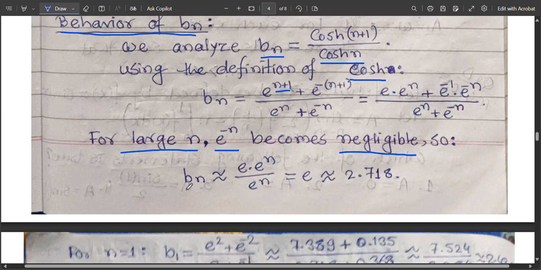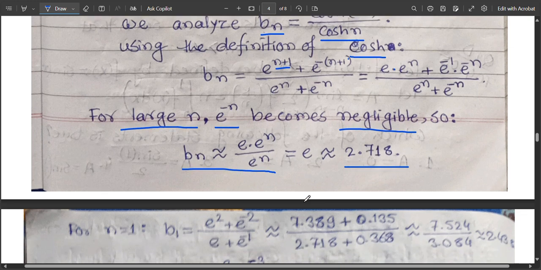So Bn will depend always on e into e to the power n by e to the power n. And if you cancel this, then it will come e, and that is equivalent to 2.718. So as n tends to infinity, Bn tends to e, that is 2.718.